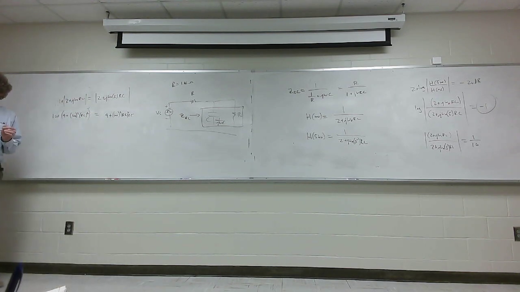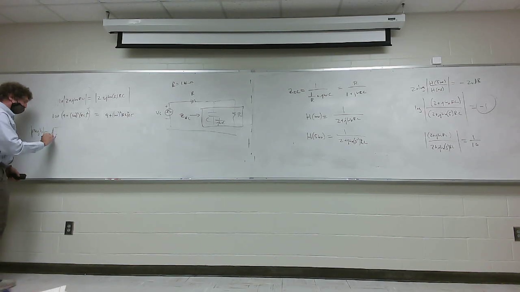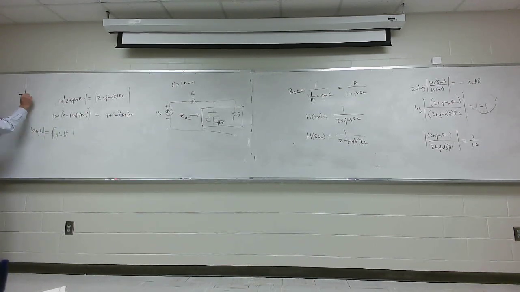Y'all agree? Isn't j squared -1? Well, how do you get the magnitude of a plus jb? Isn't that the square root of a squared plus b squared? Because what does this represent? It represents a and jb, and this diagonal is the magnitude of a plus jb, isn't it?